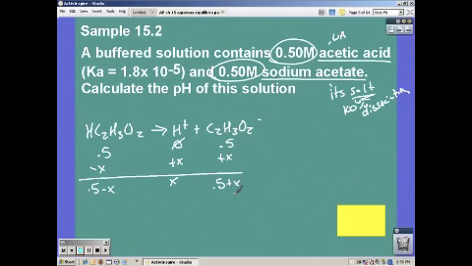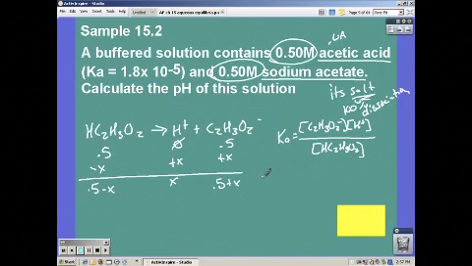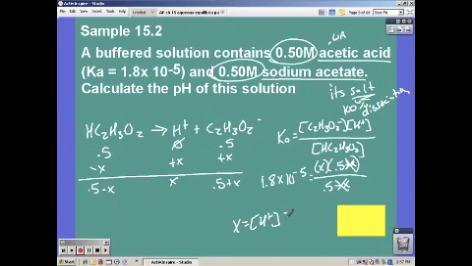Set up your ice table, and then solve for X. So our X, or concentration of H, is 1.8 times 10 to the negative fifth. So our pH is 4.74.